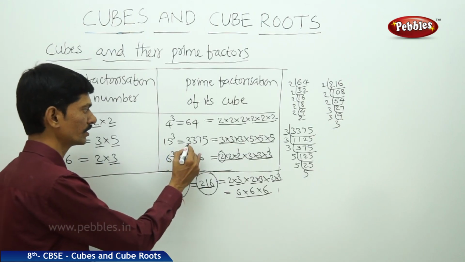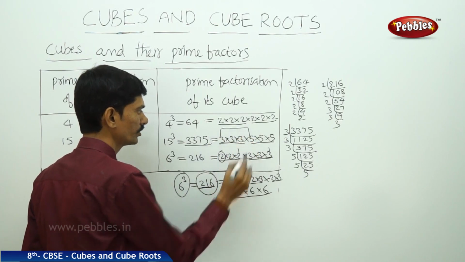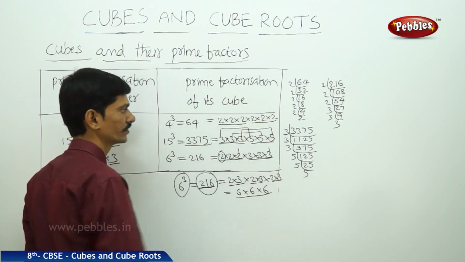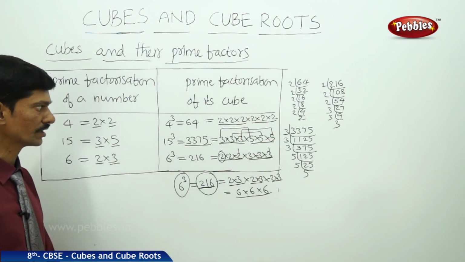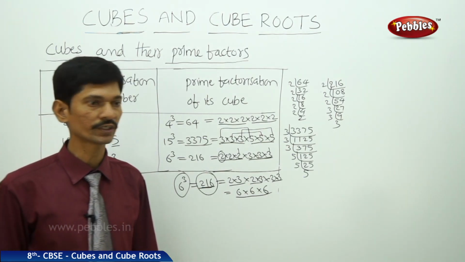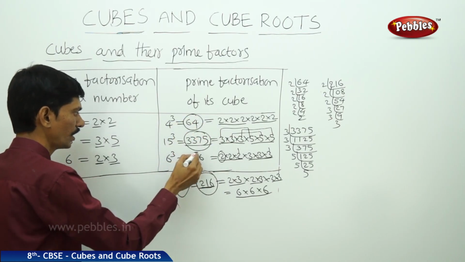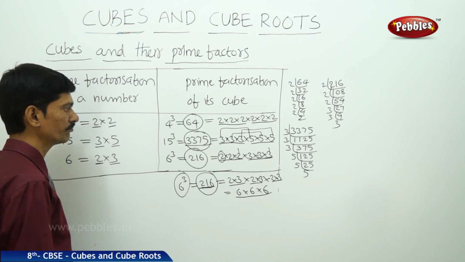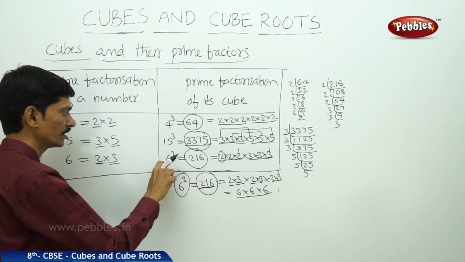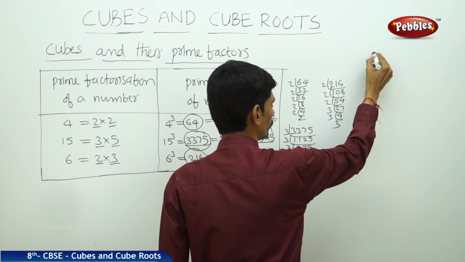Even 3375 is also a perfect cube, because we can write it as 3 into 5 is 15, again 3 into 5 is 15, again 3 into 5 is 15. So when a number is expressed as the product of 3 equal factors, then the number is called a perfect cube. So here 64, 3375 and 216, these three numbers are perfect cubes, and these are the cubes of 4, 15 and 6 respectively.